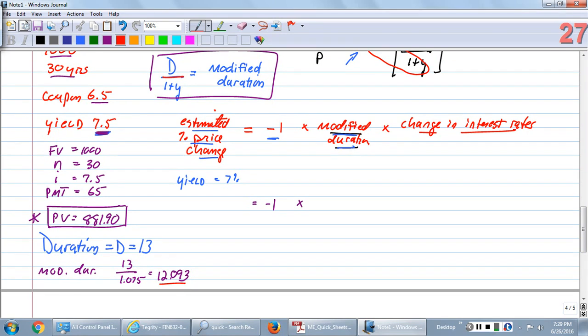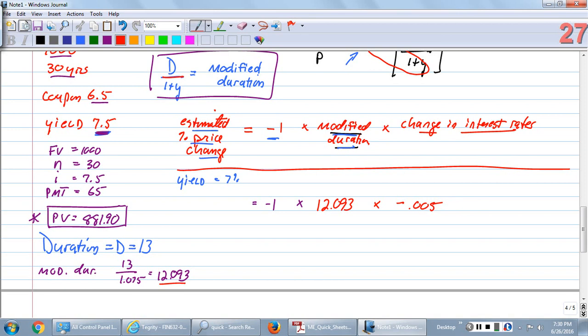So now what we're going to do is say, all right, what if yields change to 7%? Well, our modified duration is 12.093. We don't change that because the yield changed. We'll take the yield change over here in the change in interest rates. So we got -1 times modified duration times the change in interest rates. Well, the interest rates went down 0.005.